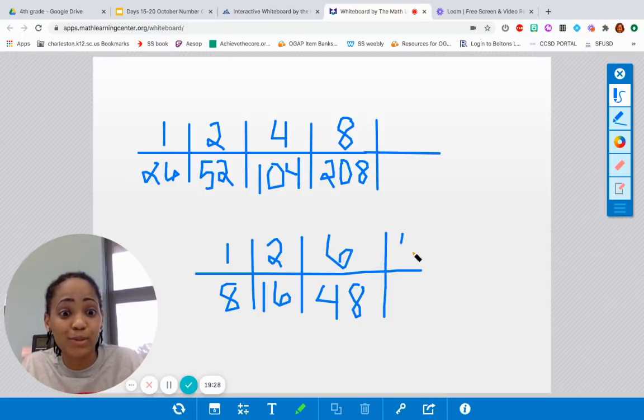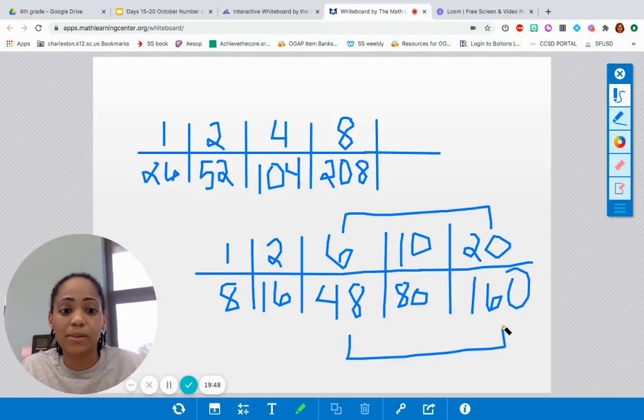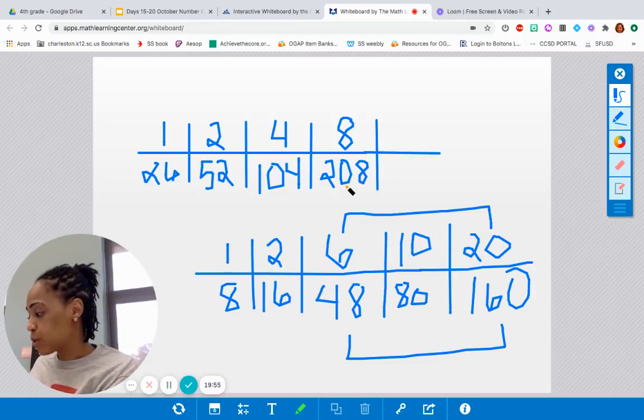And what do we normally start with before we get to 20? We start with 10. So I could do 10, which is 80, which would then give me 20, which is 160, right? And so then if I want to find 26 times 8, I would just add 20 plus 6, which still is going to give me, guess what? 208.